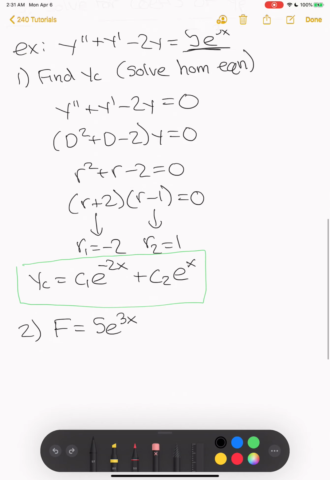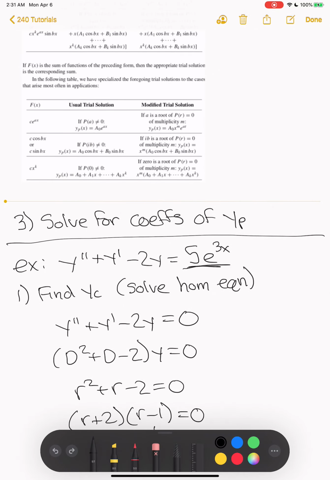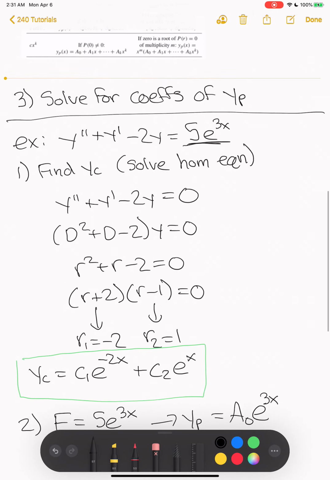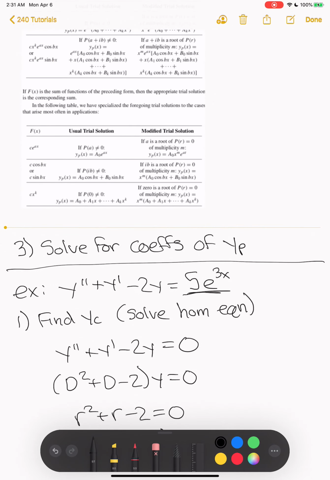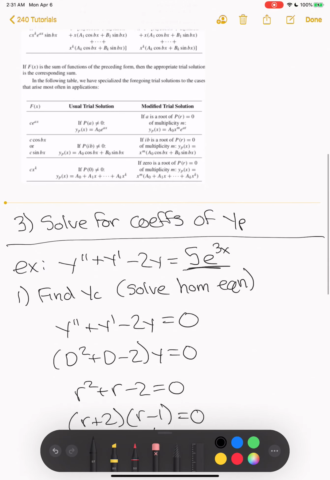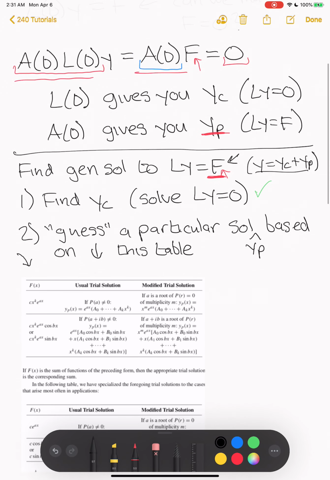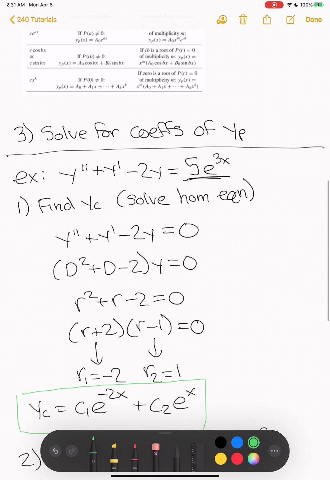It tells me to use my particular solution, y sub p, equal to some constant that I need to solve for, times e to the 3x. You might ask, what happens if it is a root? Next video. So there's our particular solution based on the table. We've done that part now. And lastly, we have to solve for the coefficients.